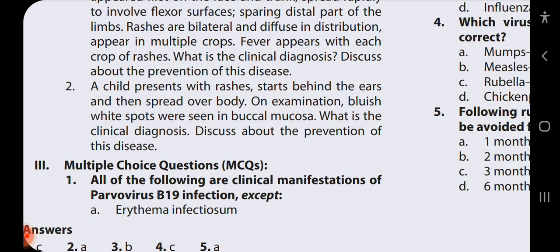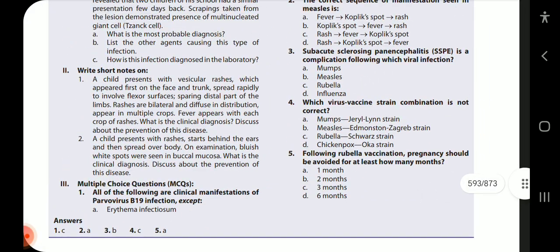A child presents with rashes starting behind the ear and then spreading to the body. On examination, bluish white spots were seen in the buccal mucosa. What is the clinical diagnosis? Clearly, this is a case of measles. Okay, so now coming on to MCQs.